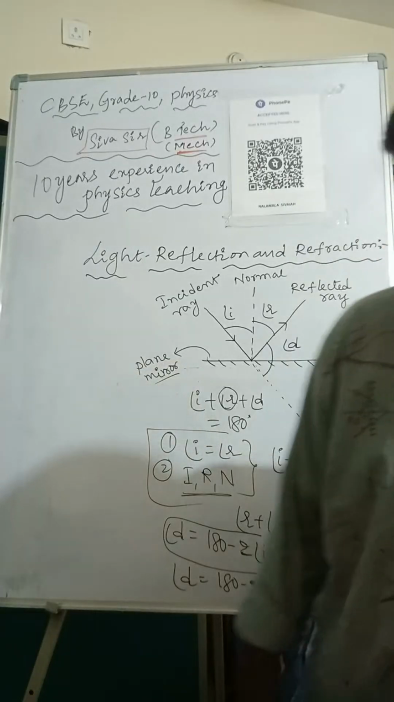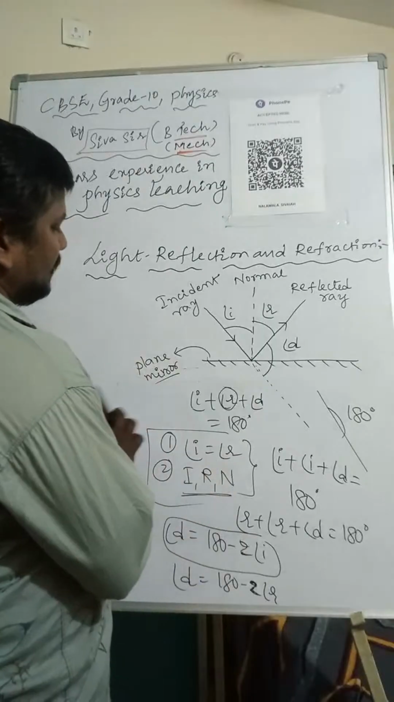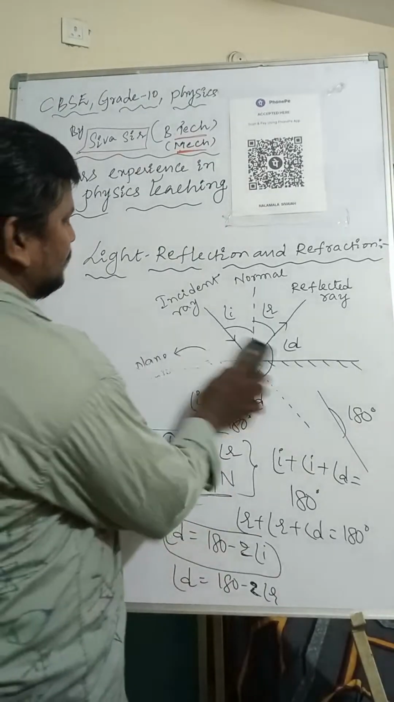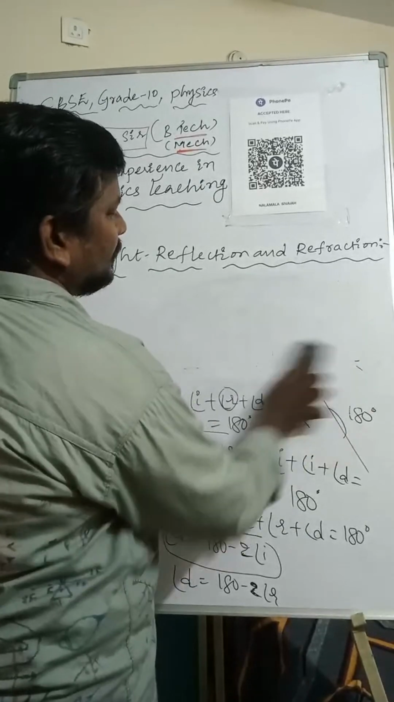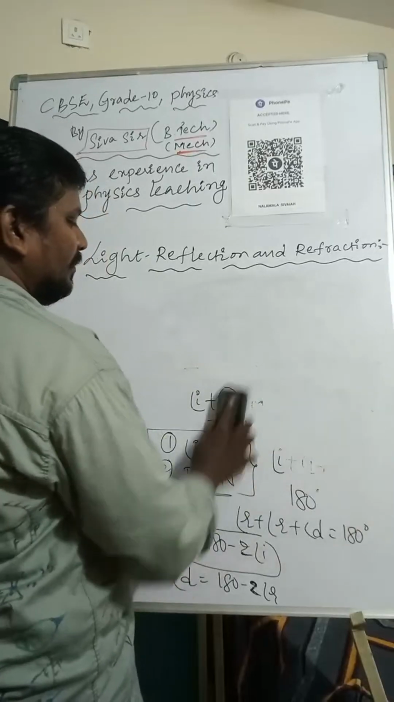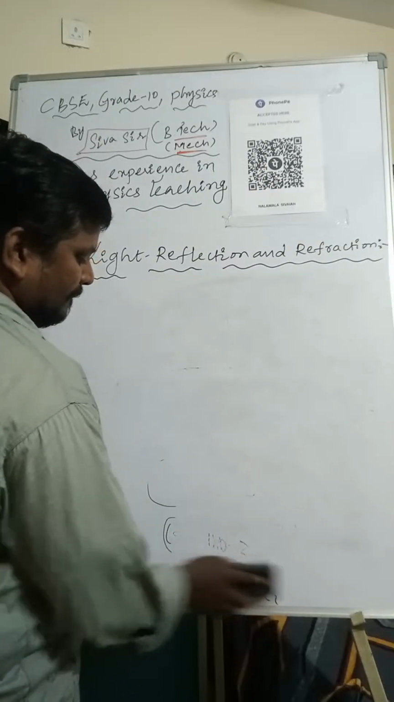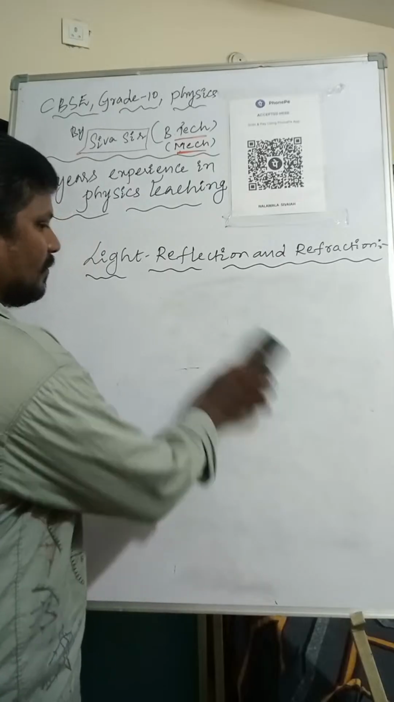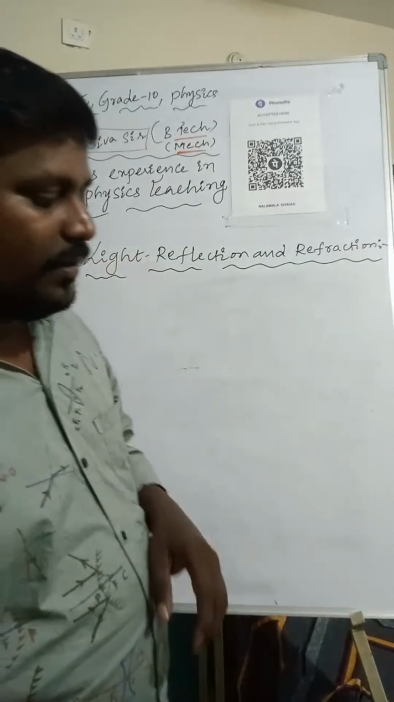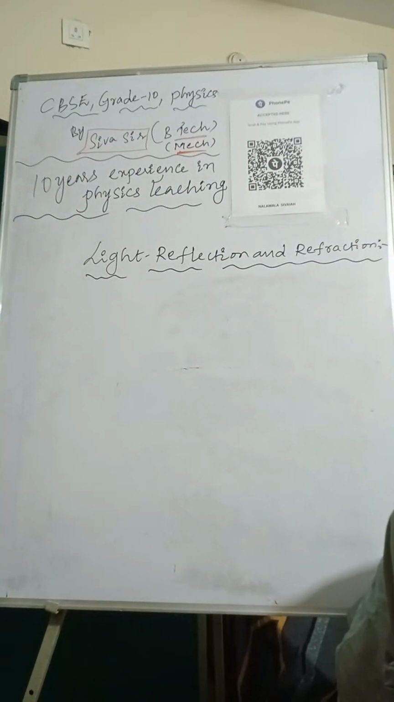Okay, so now we can go to the next one. This is about light reflection and refraction. Next I'll explain about image, real image and virtual image. But before that, I'll explain about regular reflection and irregular reflection. We'll discuss that point first.